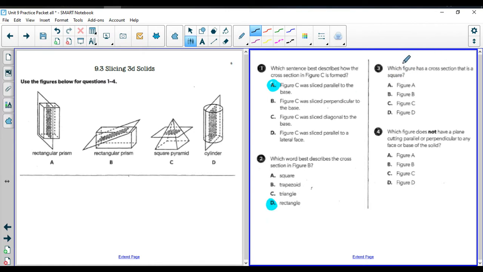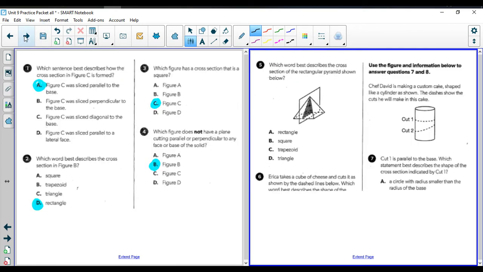For question 3, which figure has a cross-section that is a square? So our cross-section that's a square is going to happen on this square pyramid here with letter C. Which figure does not have a plane cutting parallel or perpendicular to any face or base? So this is a perpendicular slice. This is a parallel. That's perpendicular. So B is the one that is at an angle then. So that's why it's not perpendicular or parallel.